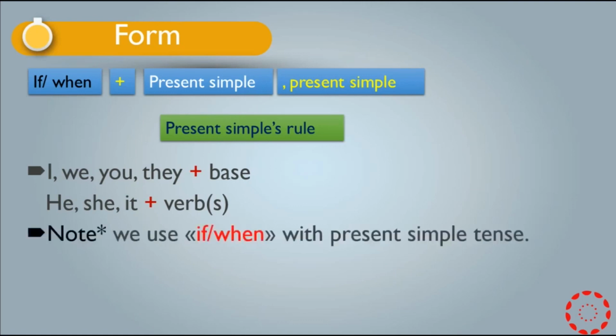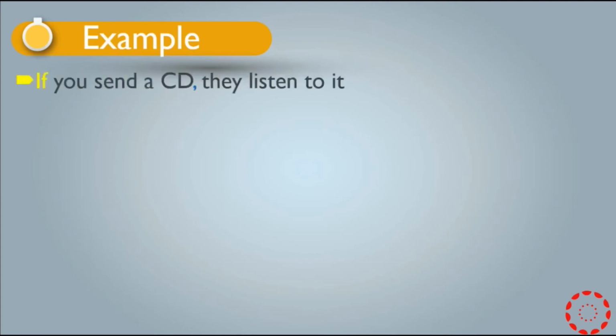Note, we use if or when with present simple tense, as I mentioned above. We use if or when with present simple tense. For example, if you send a CD, they listen to it. If you send the CD, they listen to it. So the condition of listening is related to sending a CD.